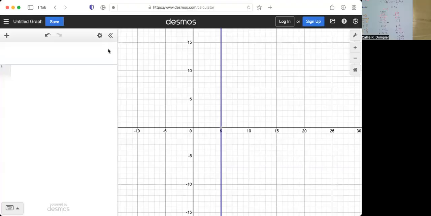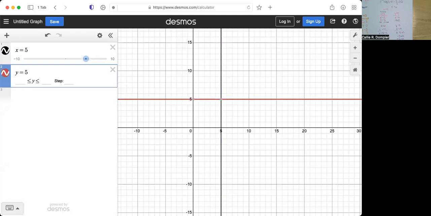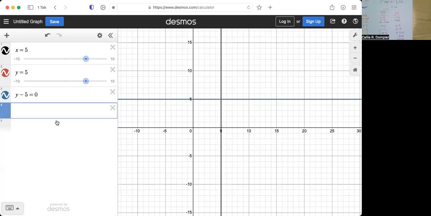Okay, so remember, x equals 5 is a straight up and down line. Y equals 5 is going to be a straight horizontal line, and it will only have the y-intercept and no x-intercept. And even if you wrote it how they had it originally, y minus 5 equals 0, it's still just a straight horizontal line.